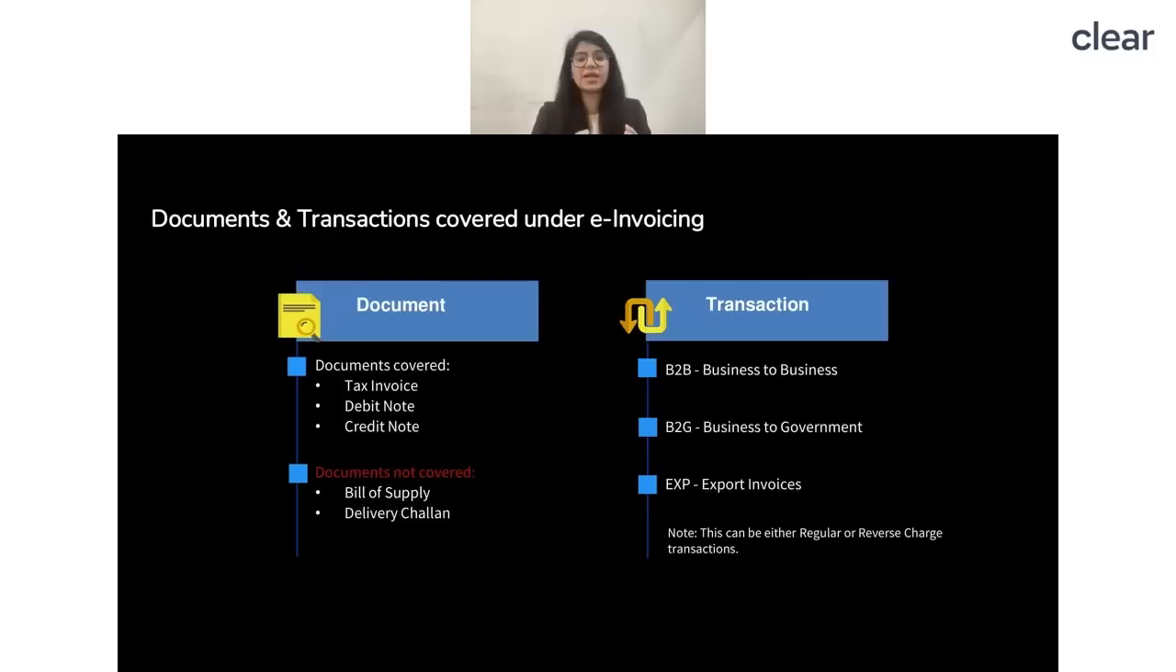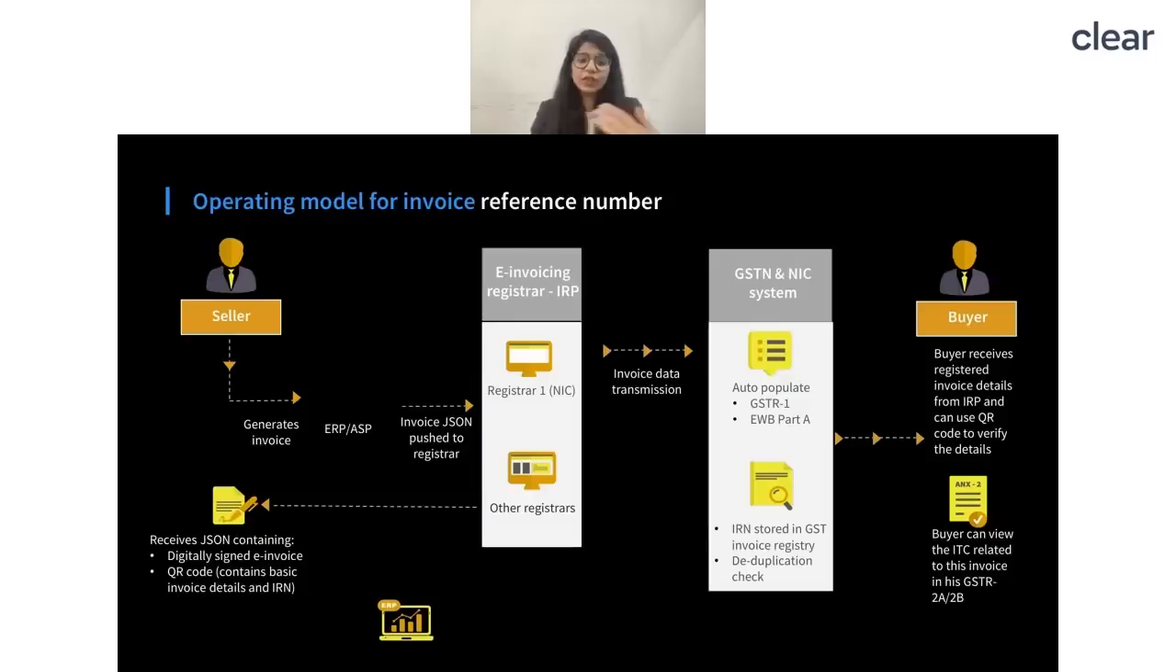And in the outward supplies also, I'm required to generate the IRN only in respect of my B2B or export documents, or when I'm supplying to the government, right? That is when I'm required to generate the IRN. I'm not required to generate the IRN in respect of my B2C transactions or maybe my exempt supplies. There I'm not required to generate the IRN. So which means when it comes to documents, it's only the tax invoice or the debit note or the credit note, and delivery challan and the bill of supply are not covered over here, right? So this was about to whom e-invoicing is applicable. What are the kinds of documents? So if e-invoicing is applicable to me, then for which document should I even generate the IRN, right?